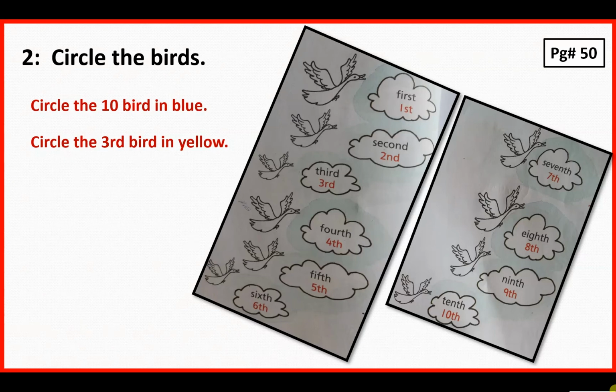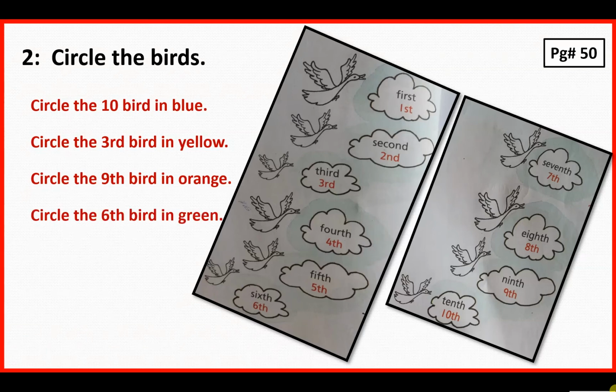Now, circle the 9th bird in orange. So, here is the orange circle on the 9th bird. Now, circle the 6th bird in green. Here is the 6th bird and circle it green. Now, circle the 5th bird in red. So, here is the 5th bird and circle it red.